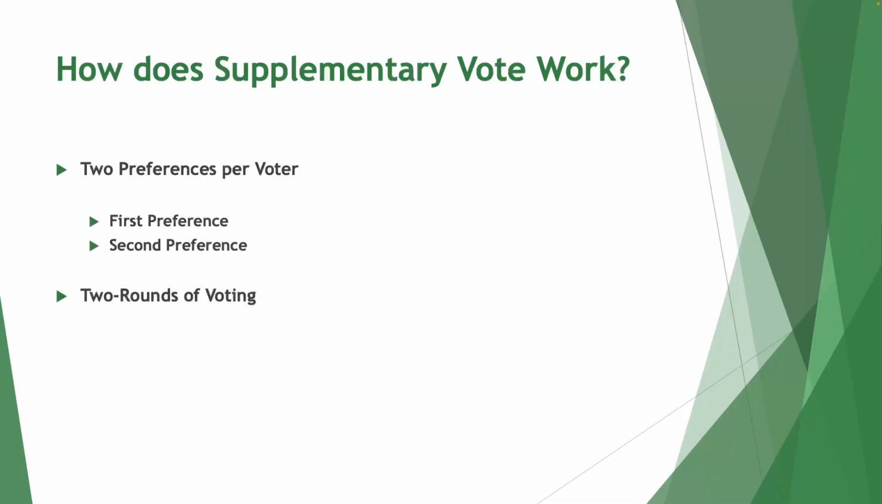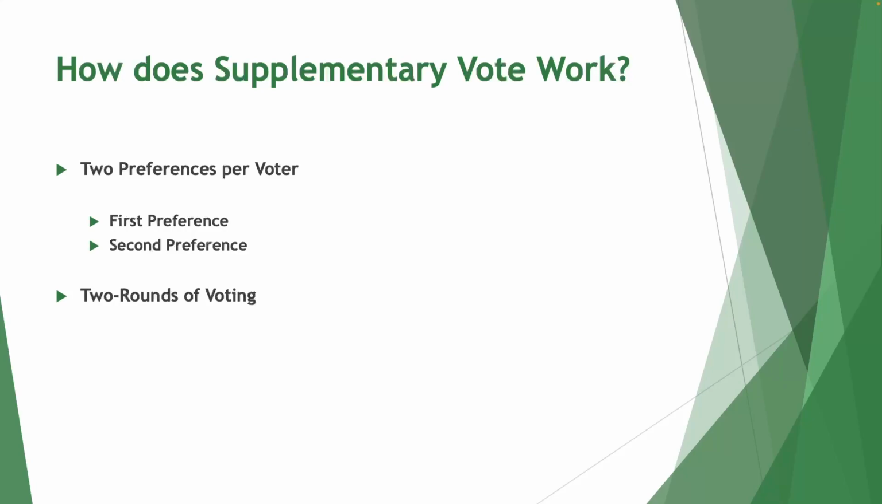The second point is that there are two rounds of counting. This is a two-round system. The SV system is designed to ensure that the winner has broad support, ideally reaching a majority. And this is done through a two-round voting system. So how does this work?